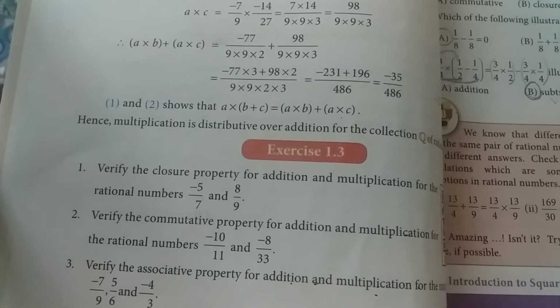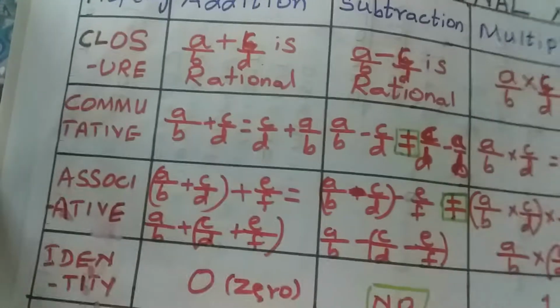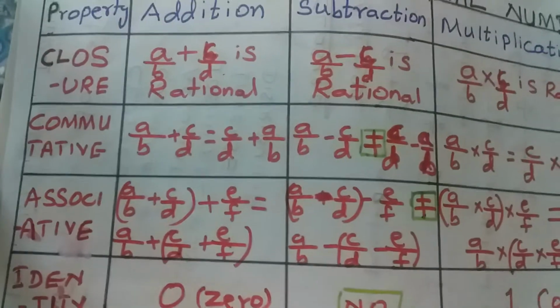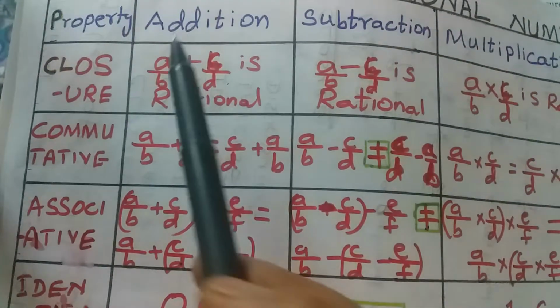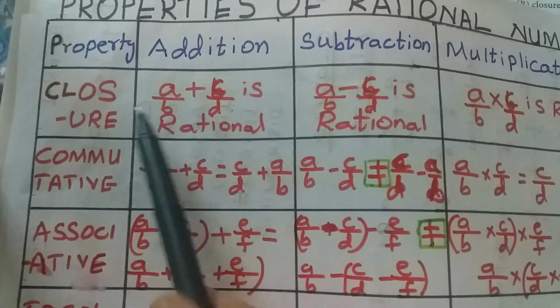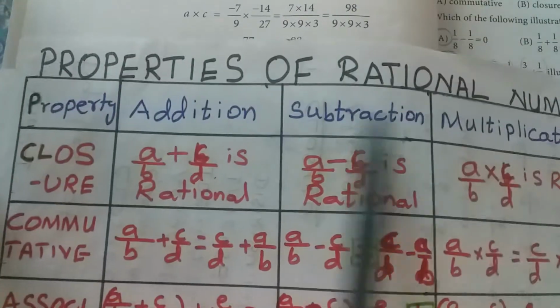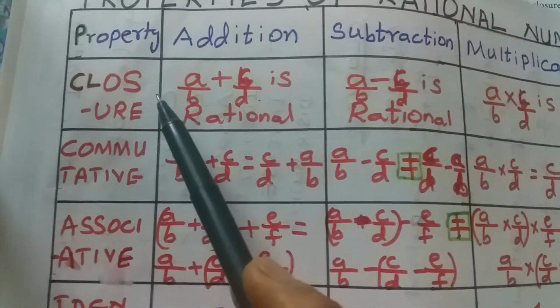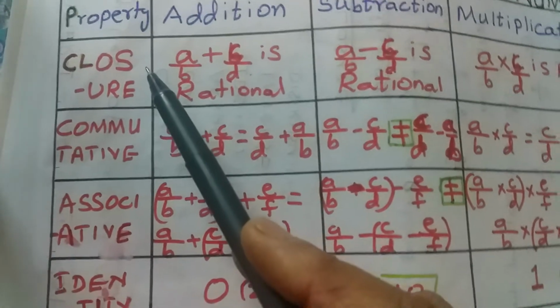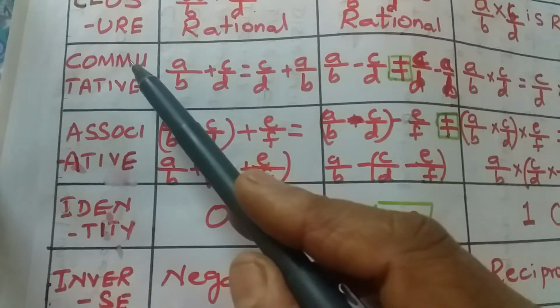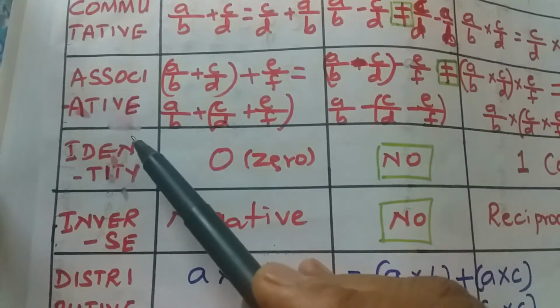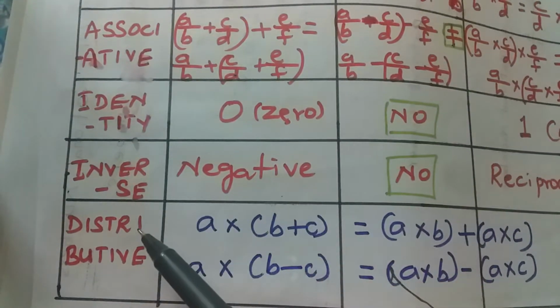So for that, let us just recall the properties which we have done earlier. We have done them in detail, but anyway, just recall them now so that it will be easy for us to do the exercise sums. So, properties of rational numbers. There are 6 properties. What are they? If you can remember, quickly tell. Closure, commutative, associative, identity, inverse and distributive.